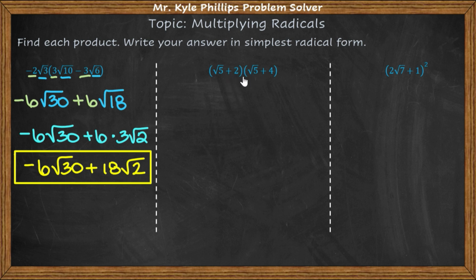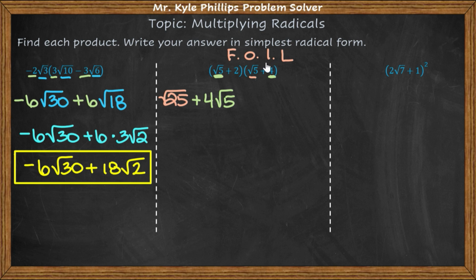Moving over here to the one in the middle, we have a binomial times another binomial. So you may remember this acronym, FOIL: first, outer, inner, last. So we're going to multiply the root 5 times root 5, and that's going to give us the square root of 25. Then we have the outside terms. So that's root 5 times 4. So this is going to give us 4 root 5.